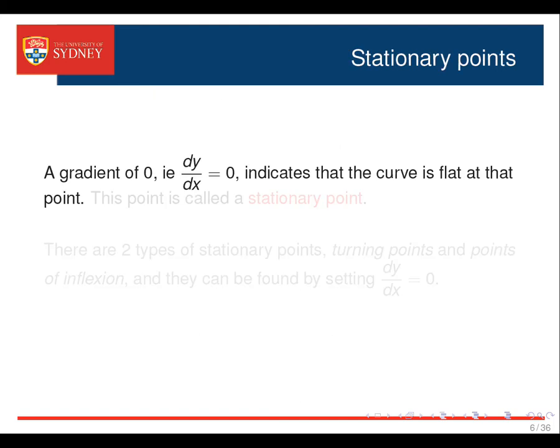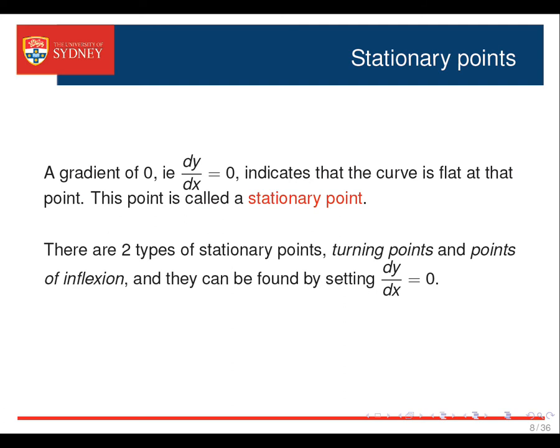A gradient of 0 means that the curve is flat at that point. This point is what we call a stationary point. There are two types of stationary points. One is turning points and the other is points of inflection. These can be found by letting the gradient equal 0.